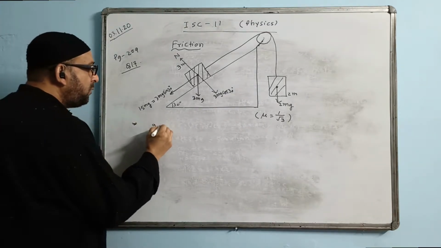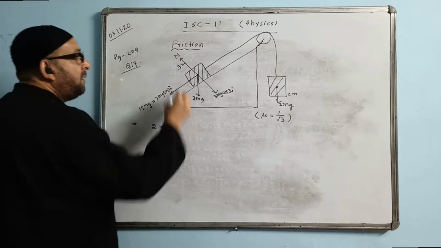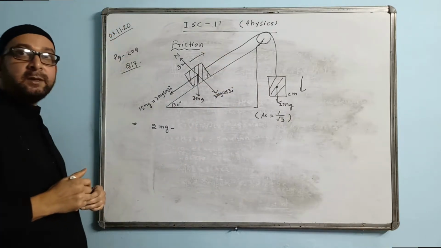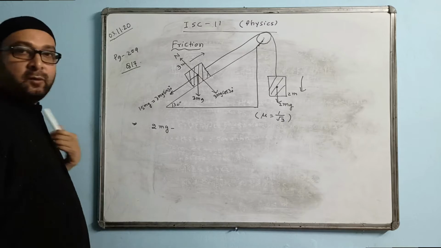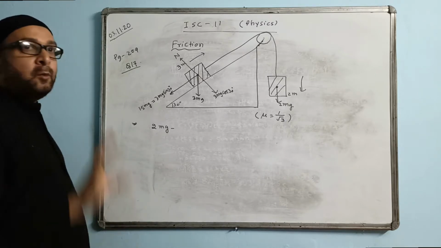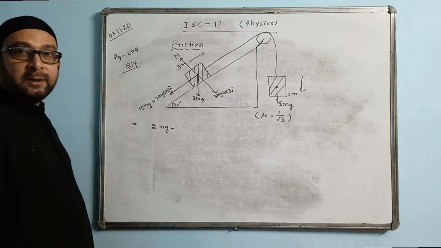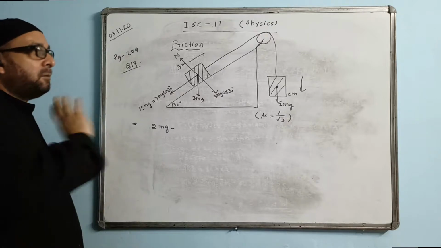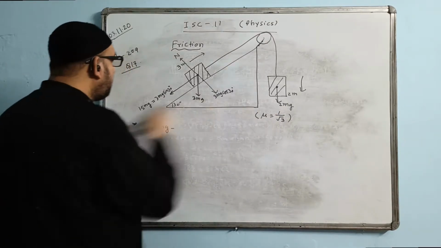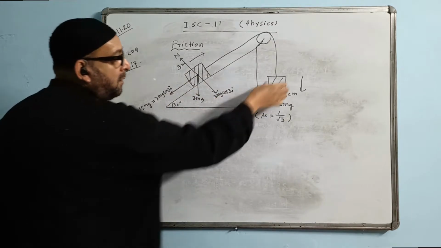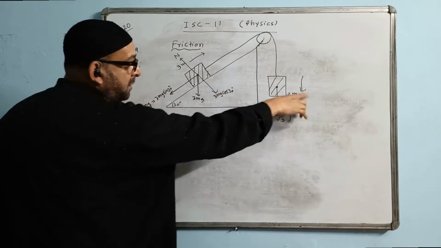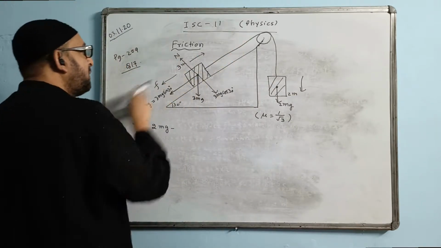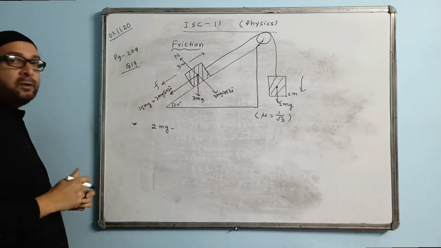Let us write the equation here. 2 mg minus, if the motion takes place this way, this is going down and this is going up. We are assuming this because motion takes place in the direction of the bigger force, or motion is not taking place. Motion will never take place in the direction of the lesser force. There are two possibilities. If there is any motion, it will take place in this direction, and then friction will act opposite to the motion. This mass is going this way, so friction is acting in this direction.